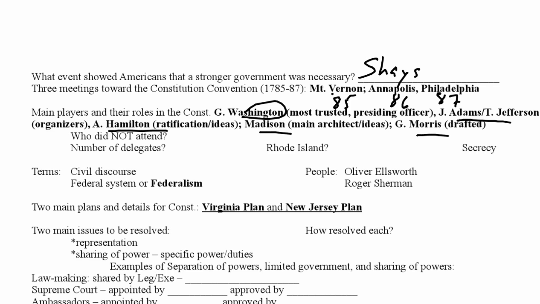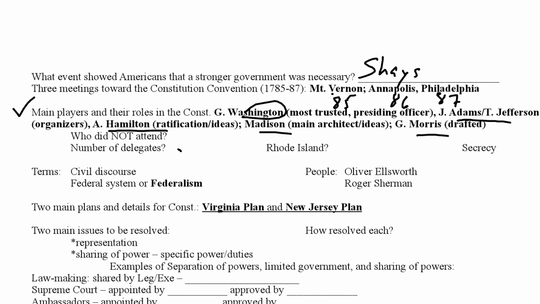I'm going to ask you a question on that. I can't remember if it's obligatory or optional, but give me 4 players and their roles in the Constitution, and there they are. Who did not attend? Kind of a trick question here, but Adams and Jefferson did not. They were in Europe. Patrick Henry, Sam Adams, some people that were fearful.